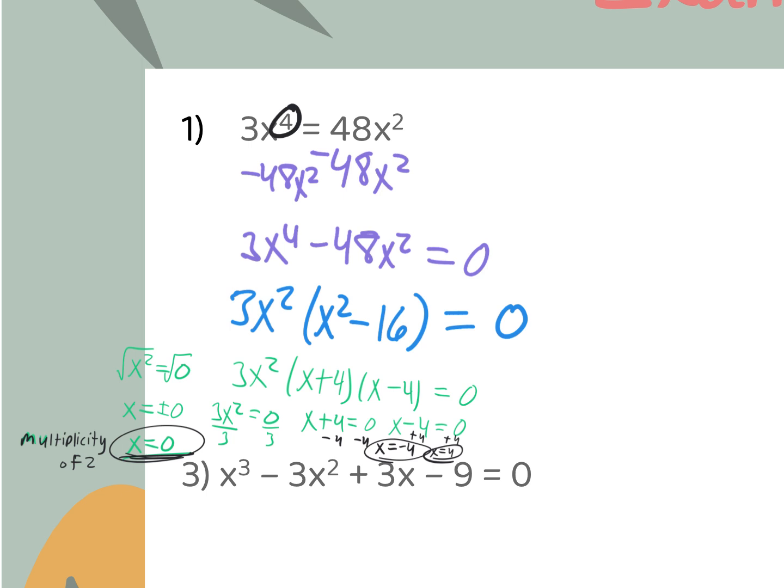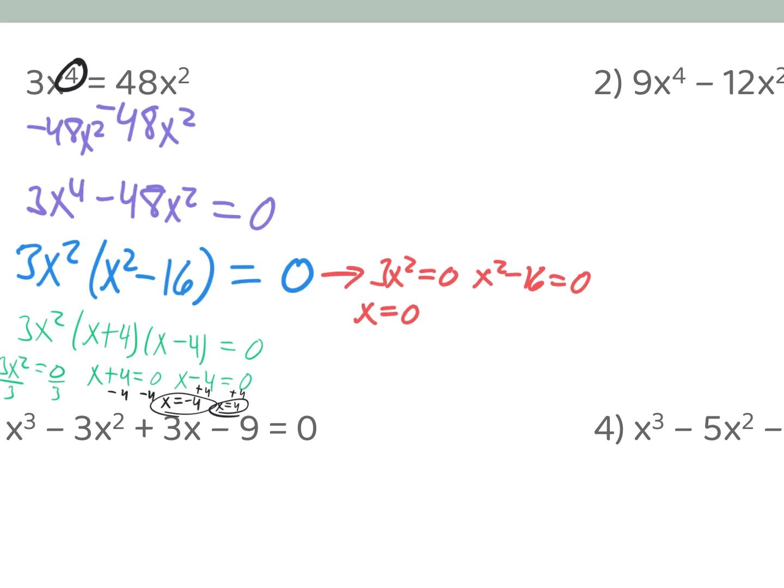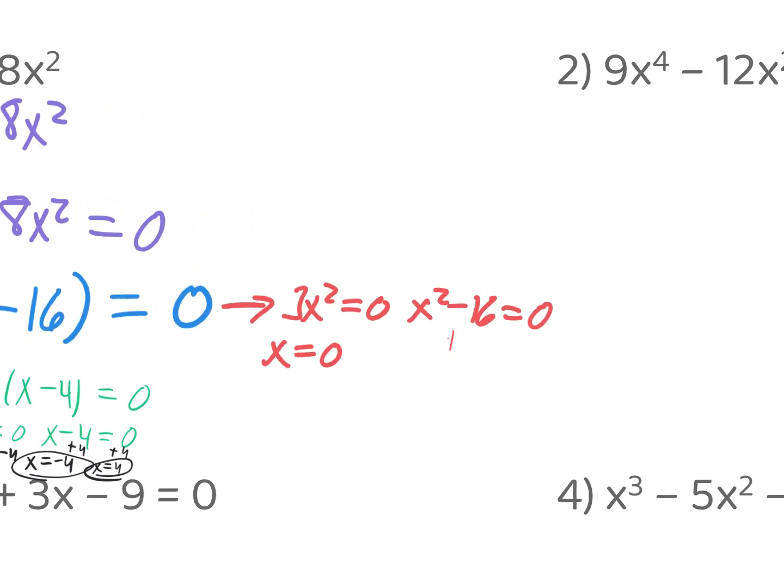You also could have, if maybe you didn't think to factor the difference of squares, from this step, just set each factor equal to 0. So you could have done 3x squared equals 0 and x squared minus 16 equals 0. Then you get the same x equals 0 here, but here you would just add 16 on both sides, and then you get x squared equals 16. Just don't forget your plus or minus after you take the square root. So plus or minus 4. Still get the same answers.